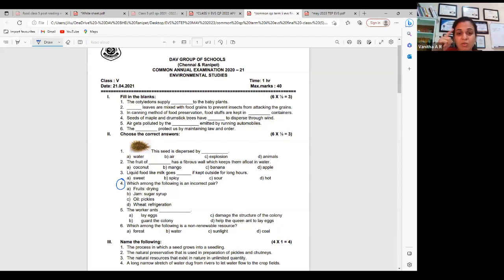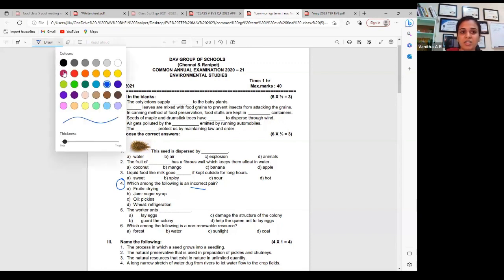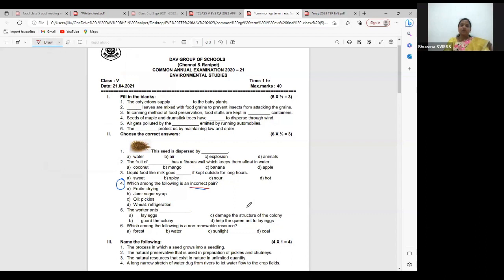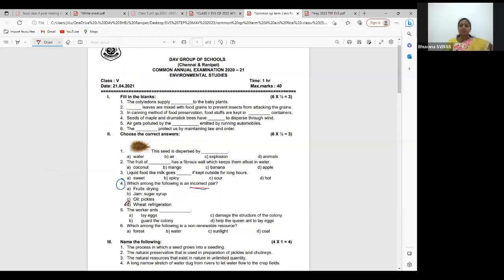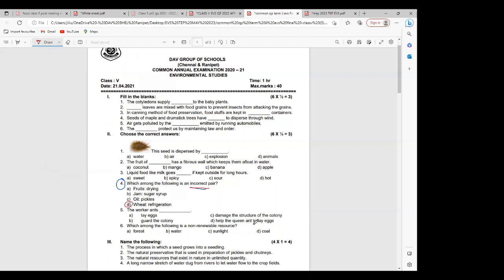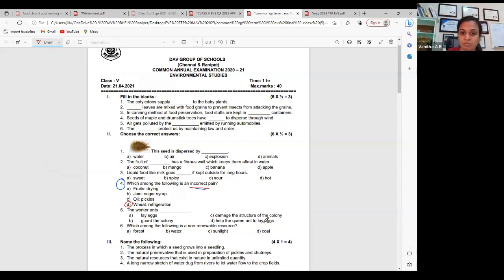So always our mind goes for correct, or which is the right option. But here the question asked is incorrect pair. Teachers, have you tested this question? Wheat refrigeration. Yes, of course. We never tested like this, ma'am. We haven't tested. So this can also be asked, which is not the correct option. The question will be asked like this.